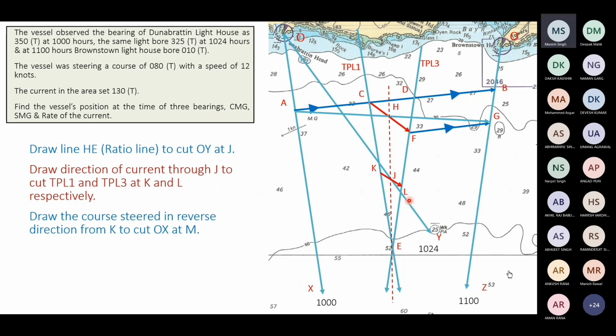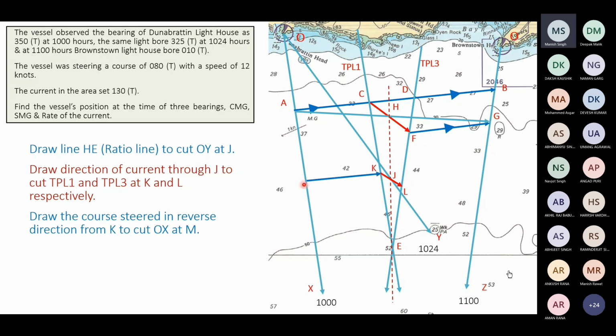Now coming on to the next step, what we are going to do is we will align our parallel ruler to the course steer direction, which is represented by the AB line on our plot, or FG line, Foxtrot Golf line. Both of them represent the course to steer. The course to steer here is 080. So we align our parallel ruler to our course steered 080, bring it to point K, and draw our course steered in the reverse direction. So from K, drawing our course steered in the reverse direction, you can see it on the chart. The blue color line is our course steered.